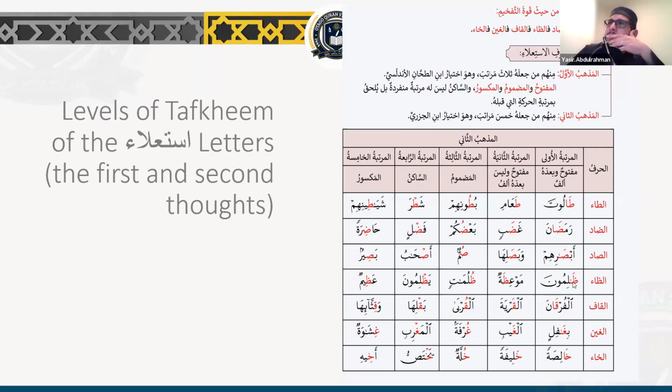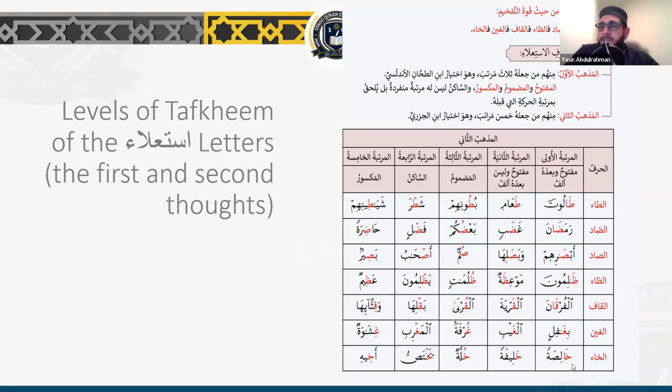I will take another example maybe on the zha. وإياكم inshallah. So the first example is ظالمون، موعظة، ظلمات، يظلمون، عظيم. You see the dot here? The dot, sorry, is still very elevated.